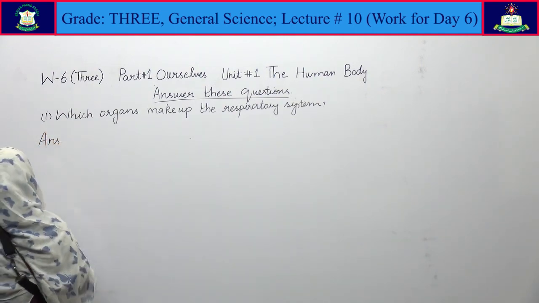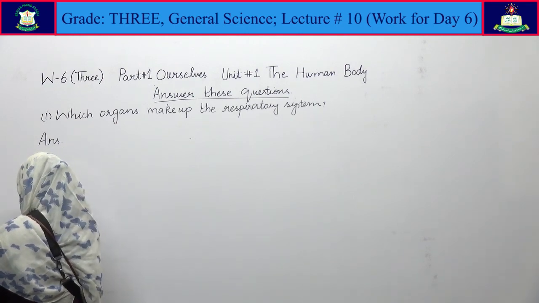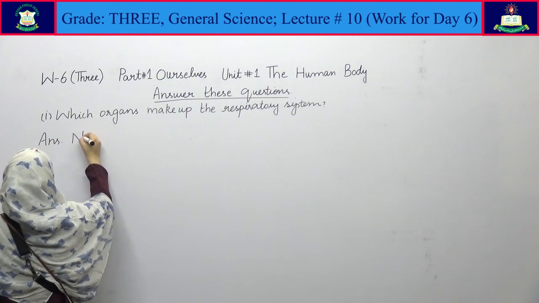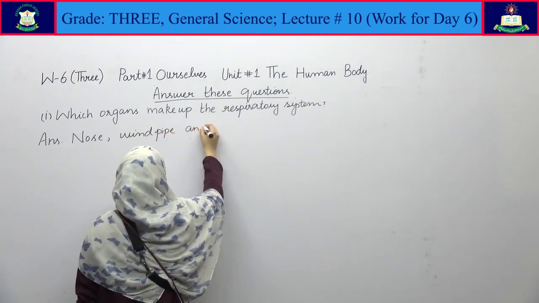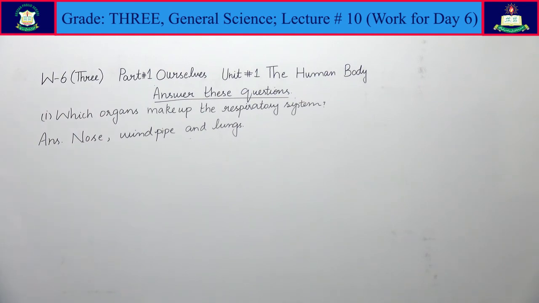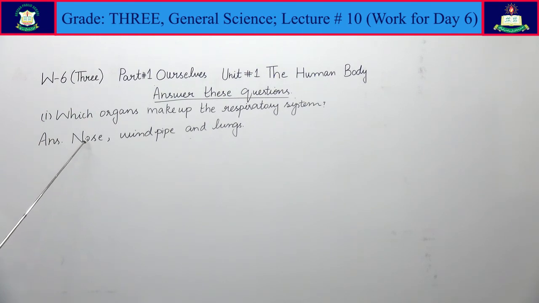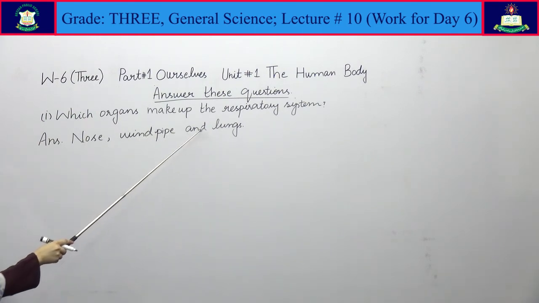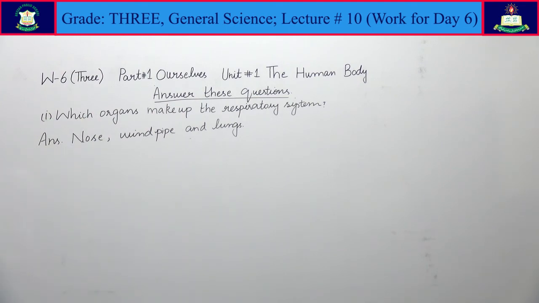Answer is nose, windpipe and lungs. So students, what is the question? Which organs make up the respiratory system? Nose, windpipe and lungs make up the respiratory system. Is it clear, students?